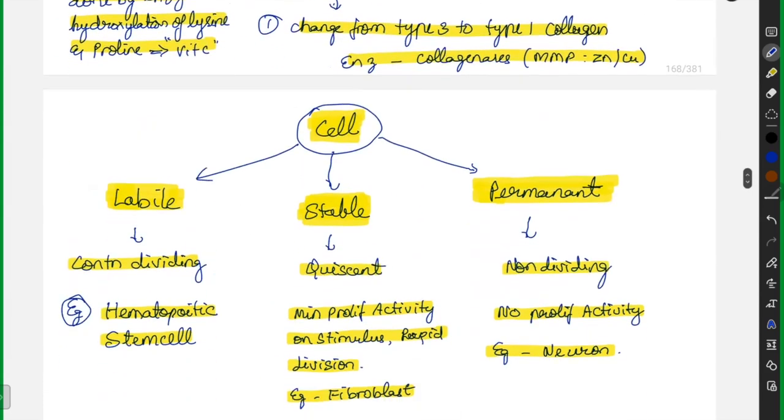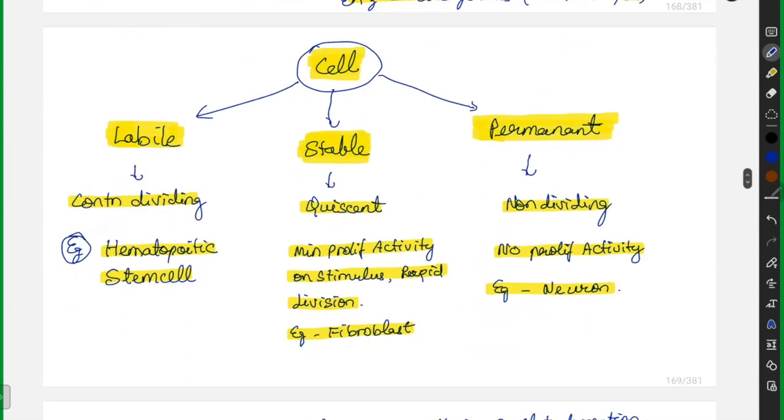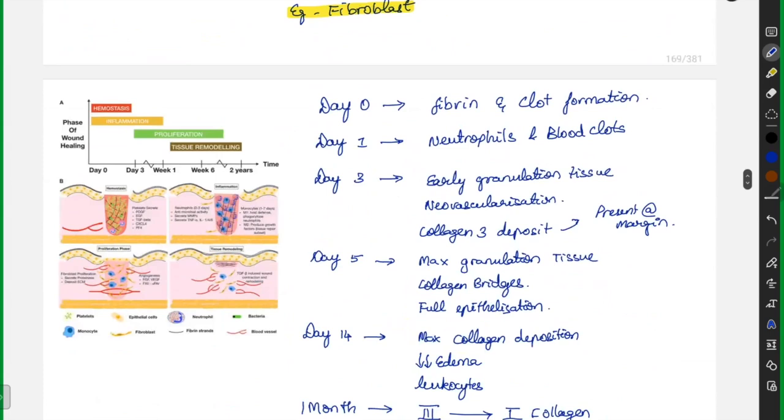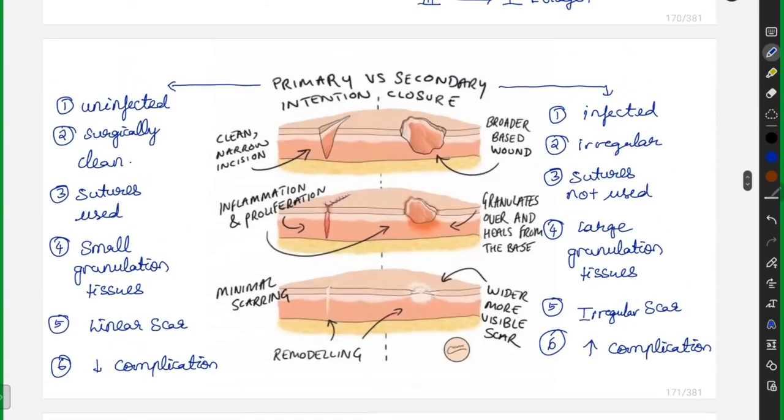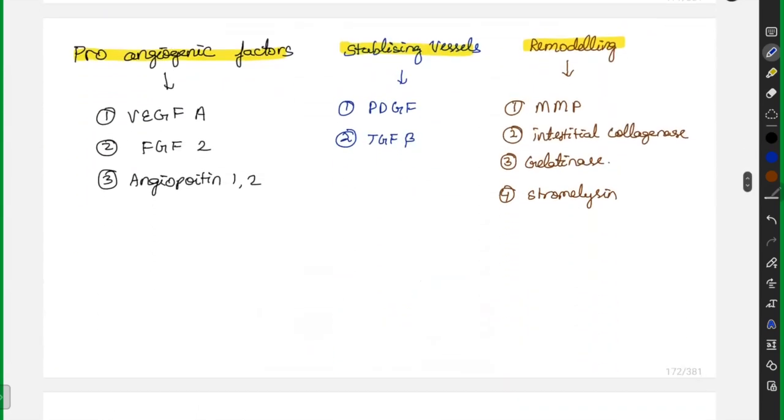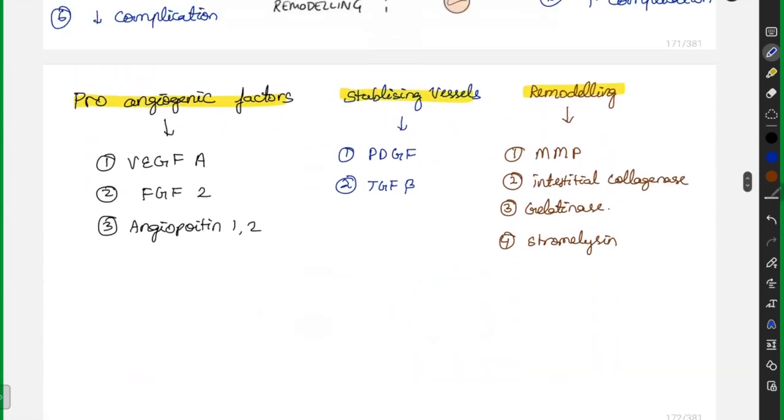Cells again are of 3 types: labile, stable, permanent. I already discussed the sequence. I already discussed the difference between primary and secondary intention. I have discussed the pro-angiogenic factors, stabilizing factors, and remodeling factors.